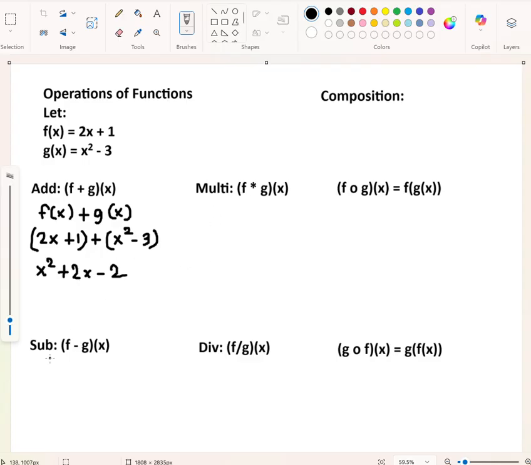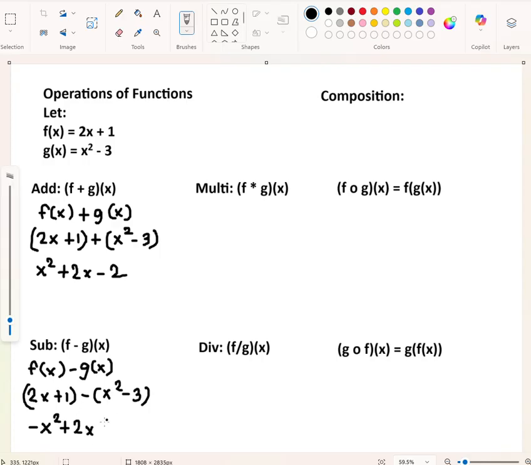Next is subtraction. So we need to subtract: f of x minus g of x. We have 2x plus 1, and then minus x squared minus 3. We have a guide already from the addition. In addition, we add, but here in subtraction we subtract. So we copy the x squared but it becomes negative because of the minus, since it is in the subtrahend. So negative x squared.